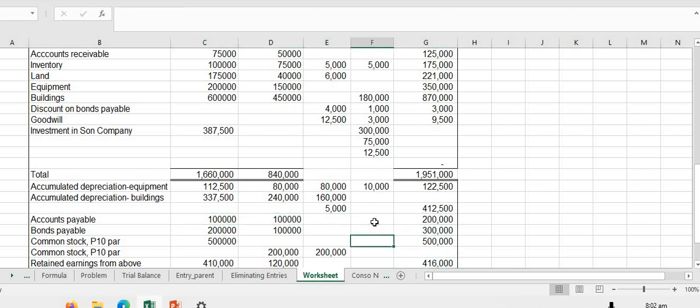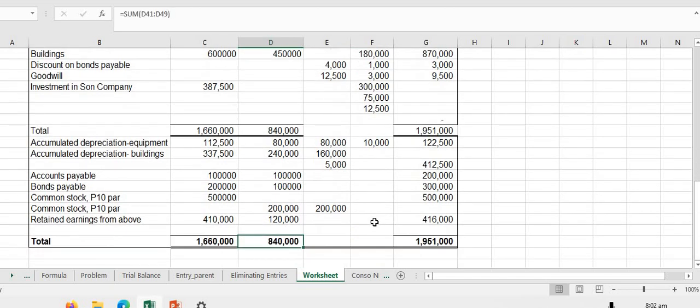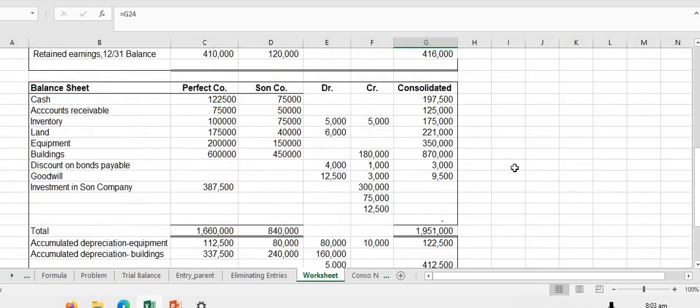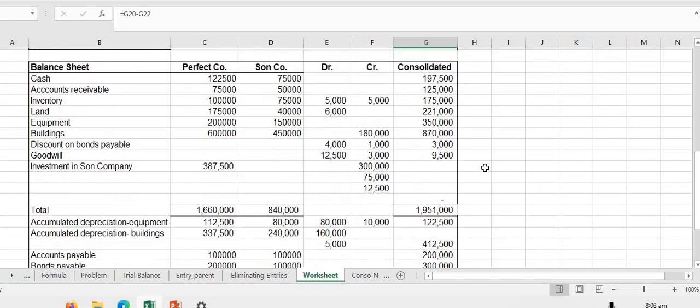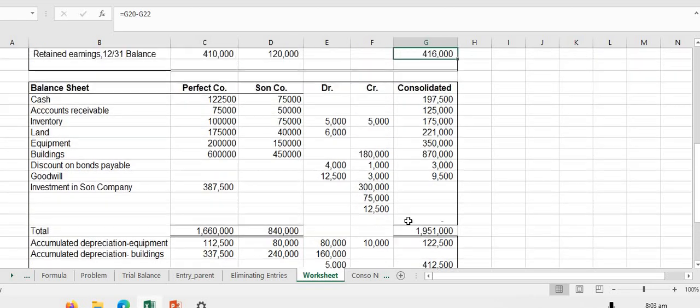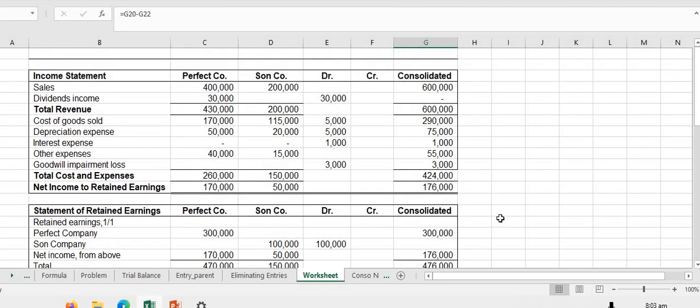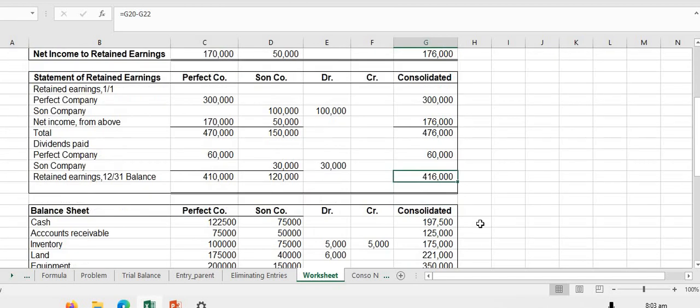Okay? Yung bonds payable natin, that's actually 200,000 plus 100,000, that's 300,000. Okay? Yung common stock natin, we have 500,000. No? So, kasi i-eliminate natin yung common stock ng subsidiary, di ba? So, forward na lang to the consolidated balances is actually 500,000. Plus yung retained earnings natin na 416, it's actually from statement of retained earnings na 416,000. Okay? So you have it. This is actually our worksheet. No? So, yan siya.